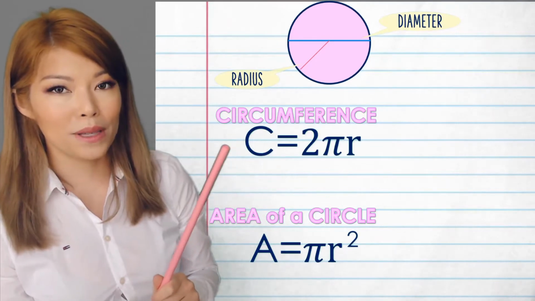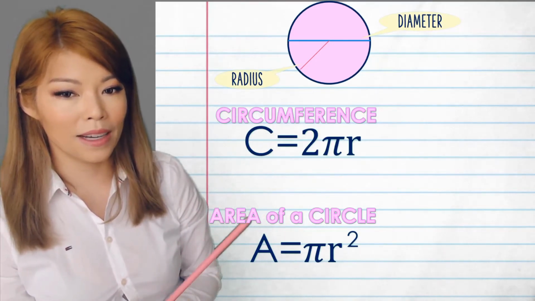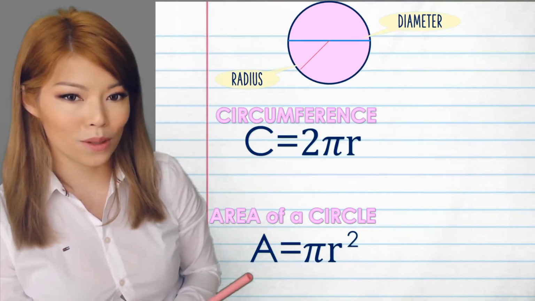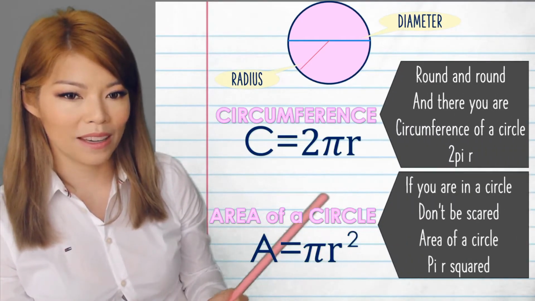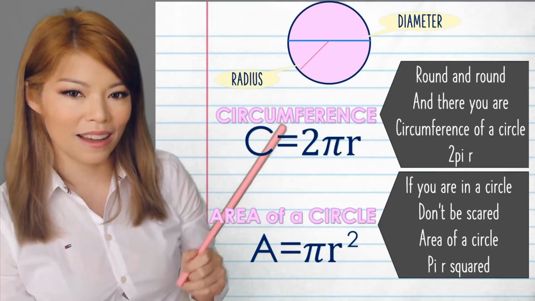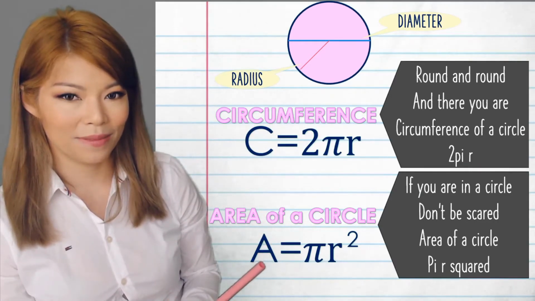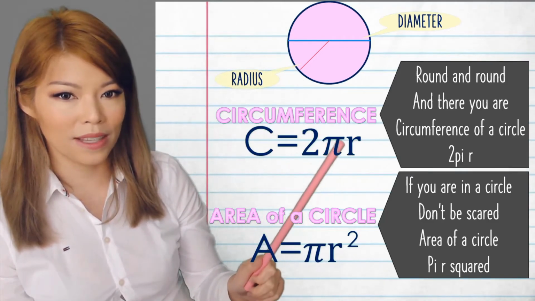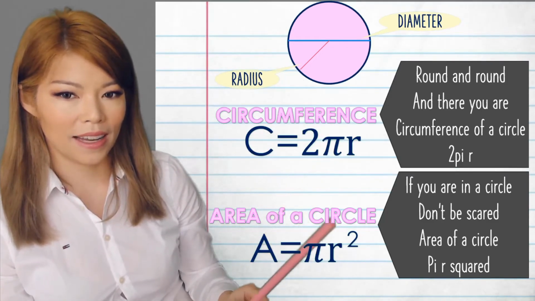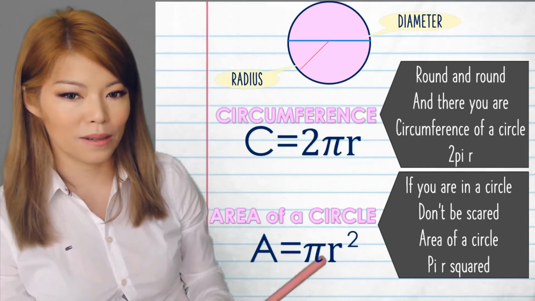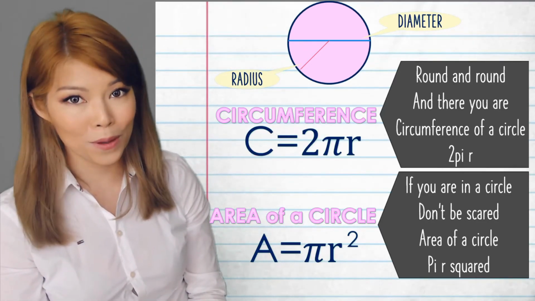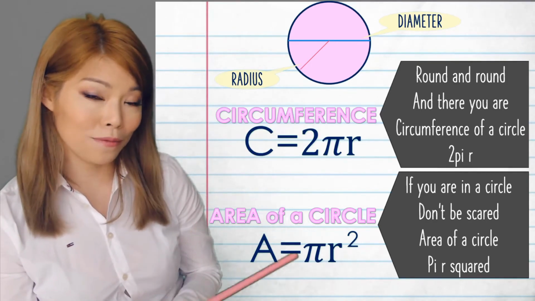So the circumference of a circle is 2 pi r, but the area is pi r squared. So be very careful not to get them confused. There's a couple of poems over here that you might want to read so that you can remember which is which. So round and round means going outside of a circle: circumference is 2 pi r, and inside, or the area of a circle, is pi r squared. So memorize these two. Make sure you don't get them confused. They're a little bit tricky because they look very similar.